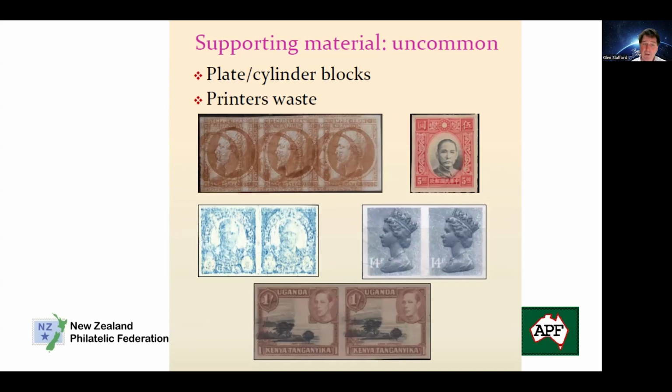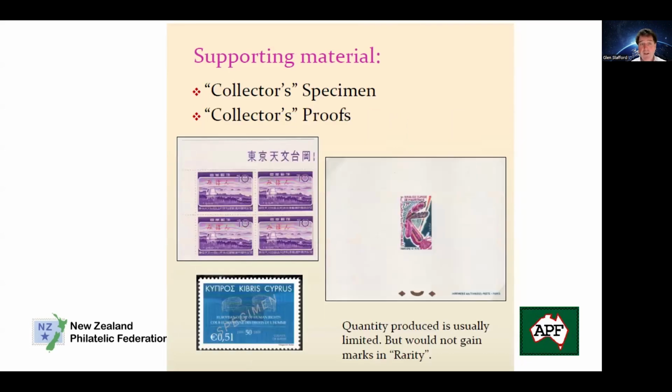There's supporting material, not so common: plate cylinders, printers' waste. There's a whole heap of areas that you can research, discover, may not cost as much as a die proof, but it tells the story and there's not a lot around. Also, other supporting material can be collectors' specimens and collectors' proofs. So often a printer might produce 200 specimen proofs. Again, as long as it's recorded and the quantity's known, you can argue about that.